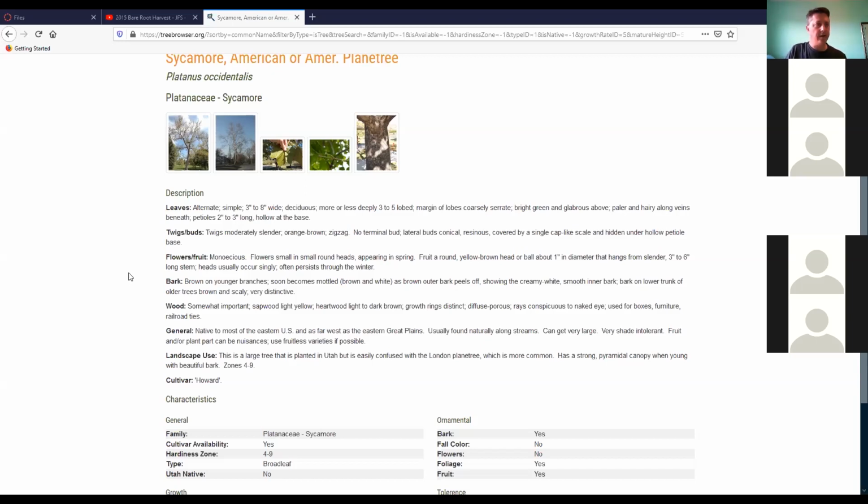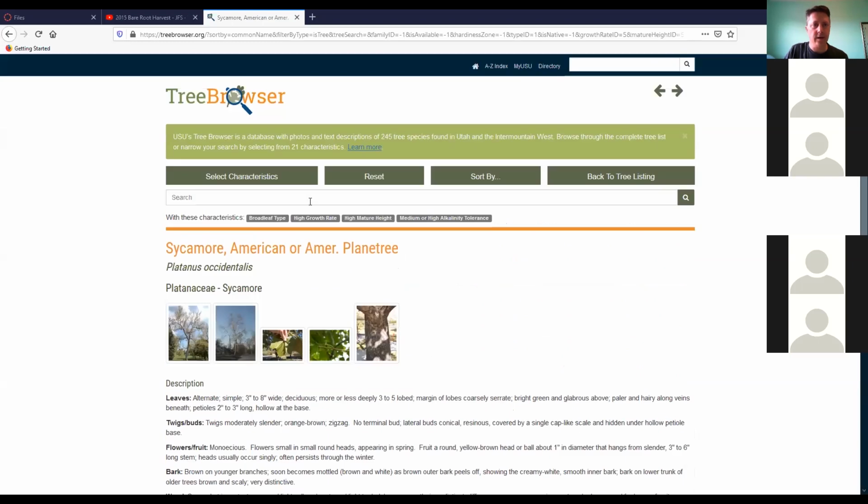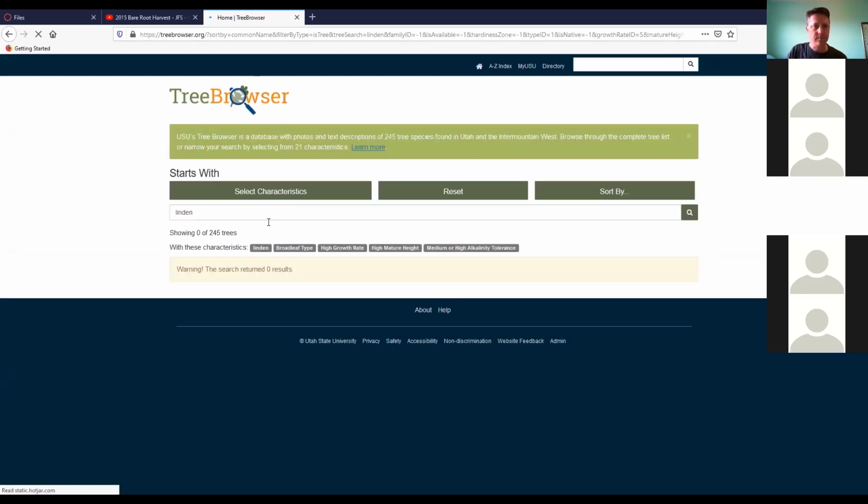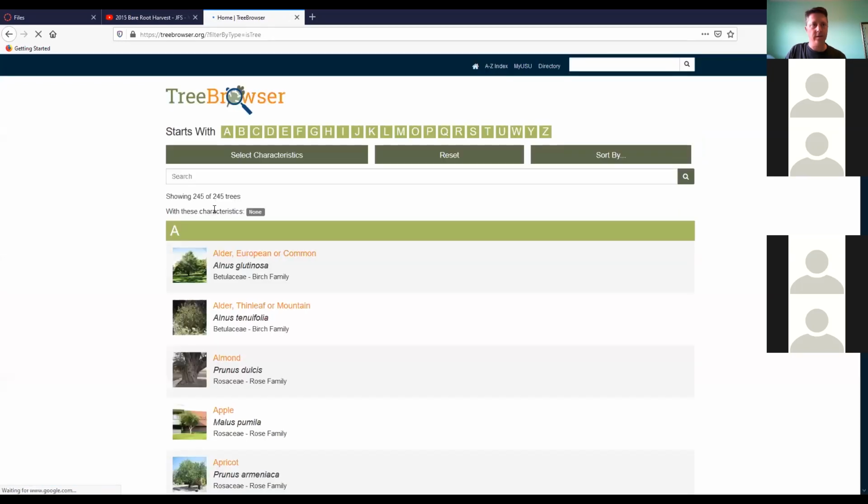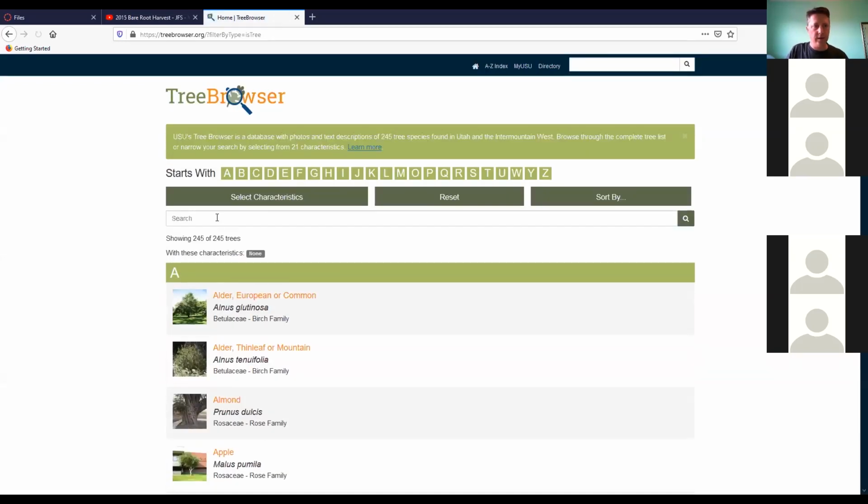Linden trees. Brent's asking about linden trees. Linden's great. I actually love linden trees. Let's go and look at them real quick. Oh, I have to get out of my search. There we go. We can reset all this. And we do linden.